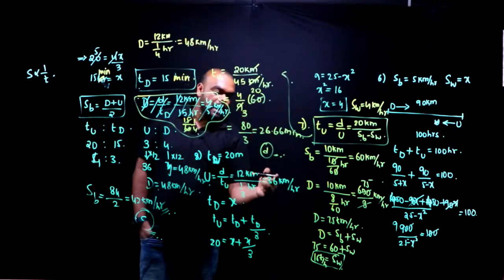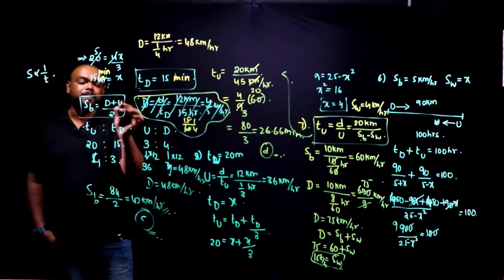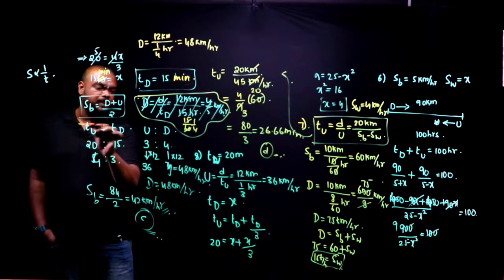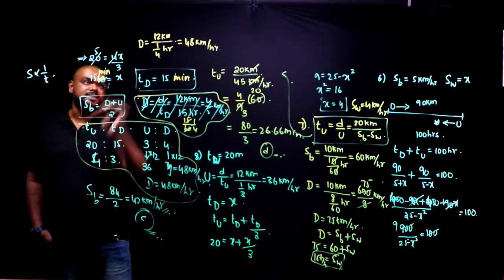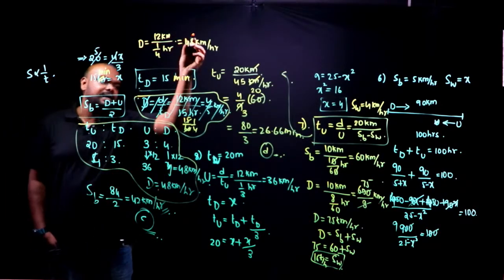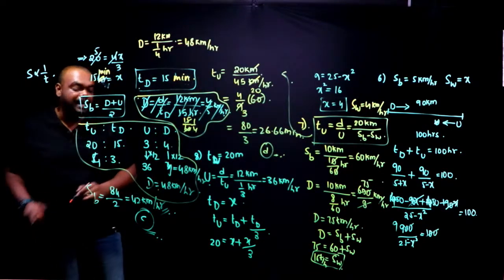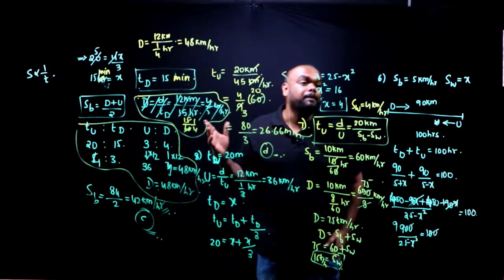We have upstream speed here, downstream speed here. So, SB is (D plus U) by 2. You can avoid this step, guys. You can avoid this step completely. Use this one. This is easier. Okay. So, (D plus U) by 2. 48 plus 36 divided by 2. That will give us 42 kilometer per hour.